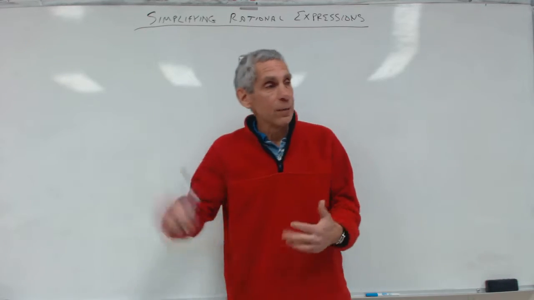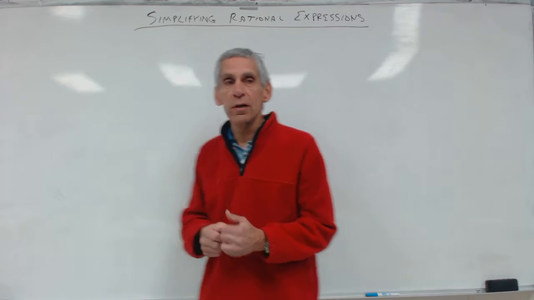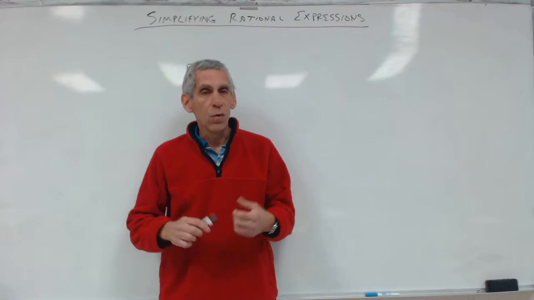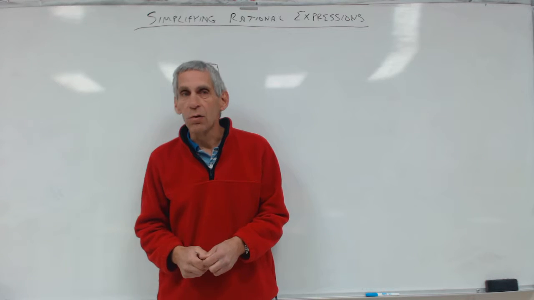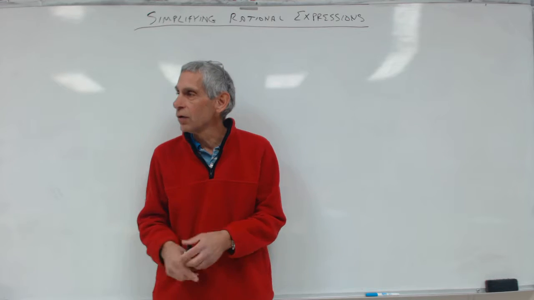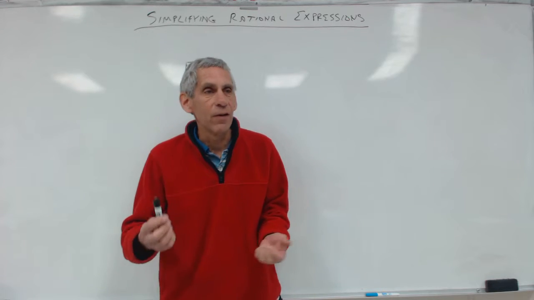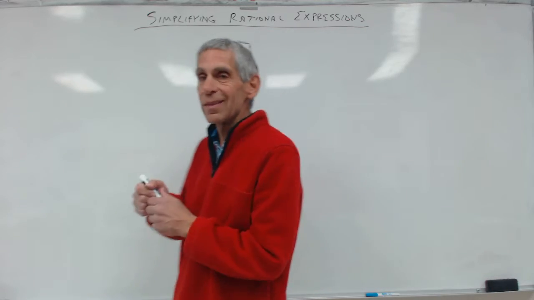So we're going to talk about simplifying rational expressions today. Rational expressions, though, that are going to be more complicated than what we normally think of. It's not just a fraction with like 2/3 in it. It's going to be like 2x plus 6 over x squared minus 7x plus something, right? It's going to be that kind of thing.